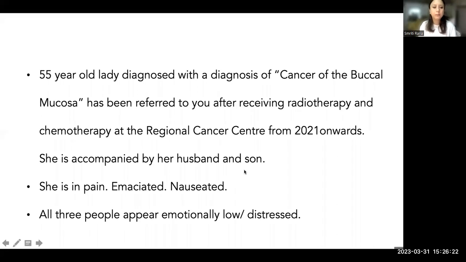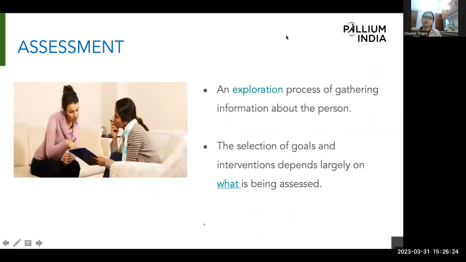So building on that, we need to remember something: first of all, assessment has two parts to it. One is that it is an exploration process of gathering information about the person. And secondly, the selection of goals and interventions depends largely on what is being assessed.